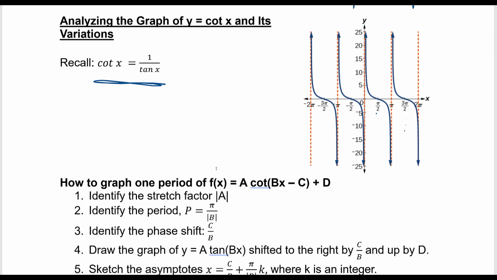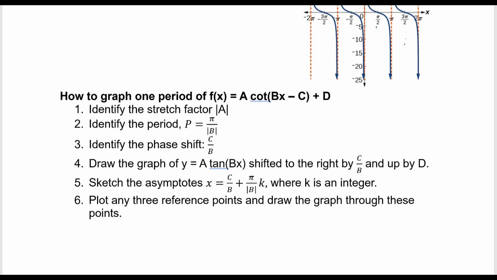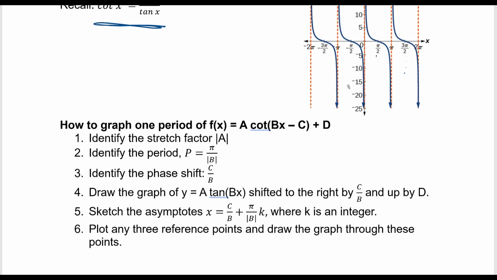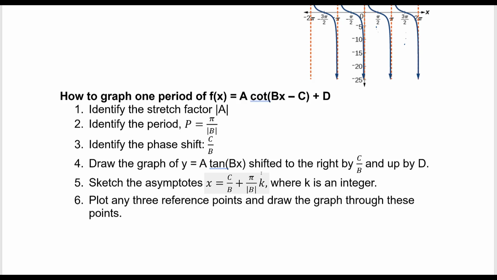Okay, so how to graph one period of the function. You have your stretch factor of absolute value of a. These are really kind of hard to see because they do go up and down forever. Your period is, again, pi over absolute value of b. Your phase shift is c over b. And draw the graph of cotangent bx shifted to the right by c over b and up by d. Sketch the asymptotes, x equals c over b plus pi over absolute value of b times k, where k is an integer. Plot any 3 reference points in the graph.